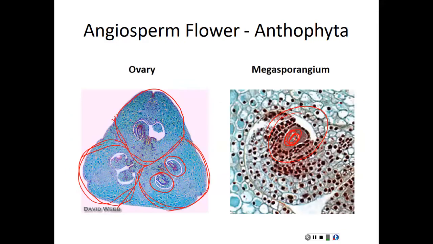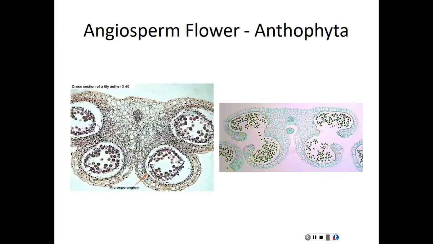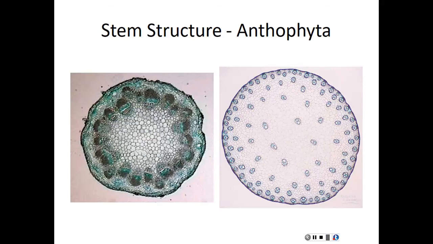Let's imagine we take a cross section through one of these anthers here. What are we going to find? We're going to find, in this case, 4 chambers. Each of these chambers we would call a microsporangium, and within here we're going to find the male gametophytes, aka pollen grains that produce the sperm. Okay, so all of those structures are important.